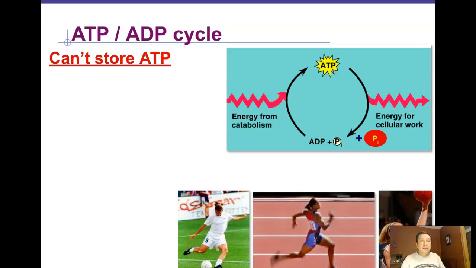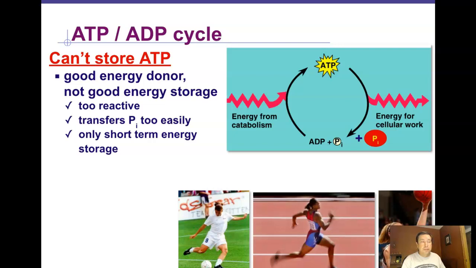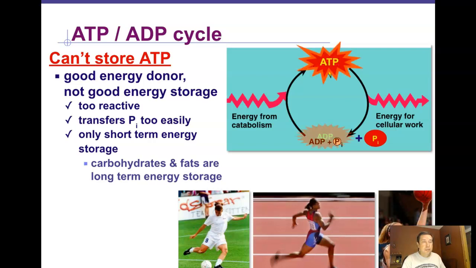So we can't store ATP for long periods of time because it's not stable. It's a good energy donor, but not a good energy storer. It's too reactive. It transfers phosphates too easily. It's only for short term. Carbohydrates and fats are how we store energy for longer periods of time. So there's this cycle. Energy from catabolism, we take ADP, add phosphate to make ATP. Then to do work, we take ATP, break it down into ADP and phosphate.